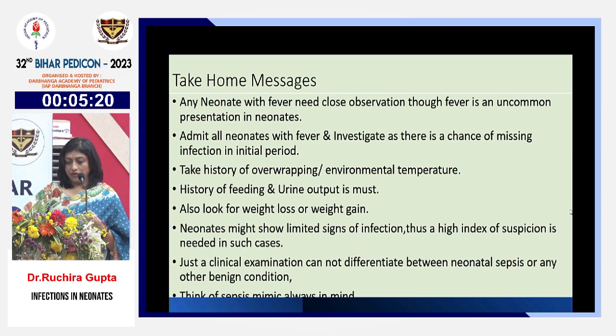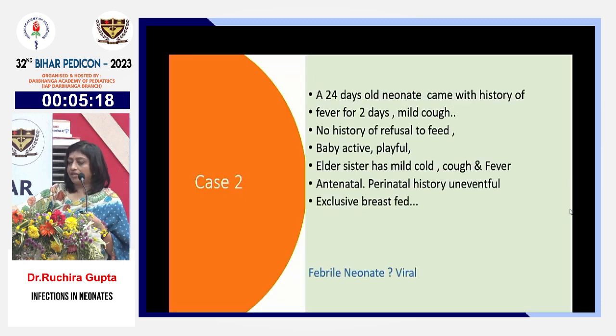Moving on to the next case: a 24-day-old neonate came with a history of fever for 2 days and mild cough, no history of refusal to feed. The baby was active and playful. The family history showed that one of the siblings had cough and cold. Antenatal and perinatal history was uneventful and the baby was breastfed. So what are we getting here? Most probably our baby also has a viral infection. So, a febrile neonate, but viral.